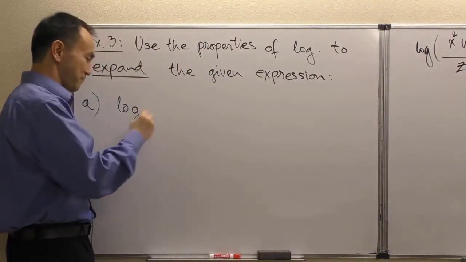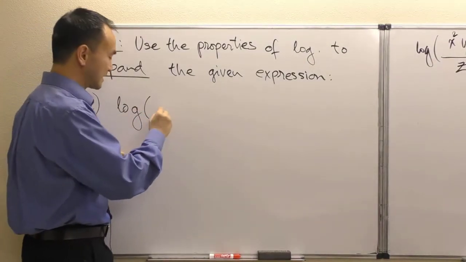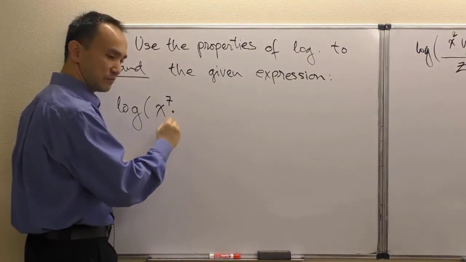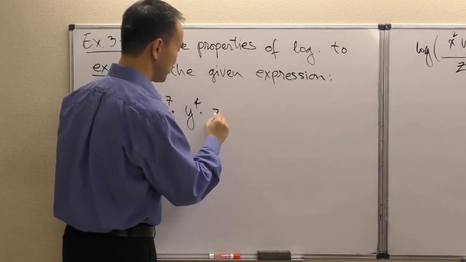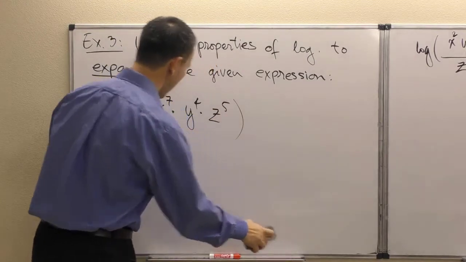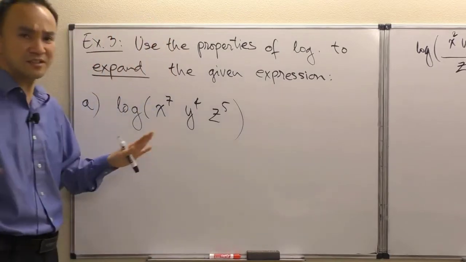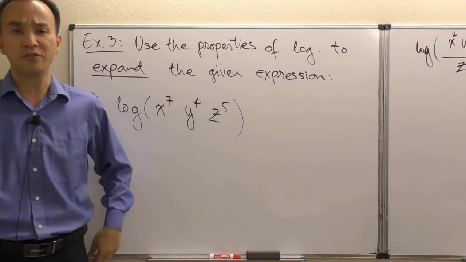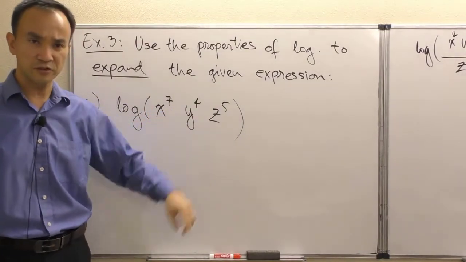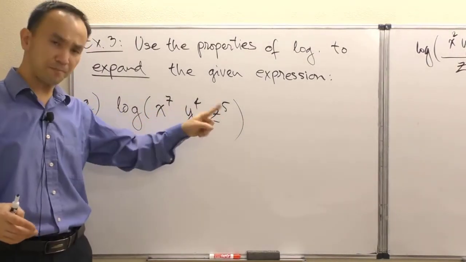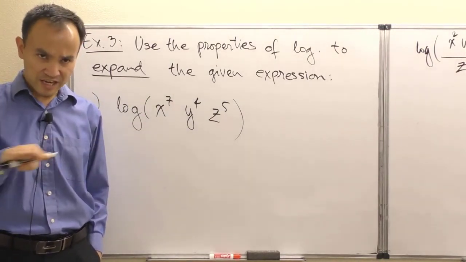All right, so now we're starting here with a log base 10, a common log, of x to the 7 times y to the 4th times z to the 5th. It's a product, and writing the multiplication signs is really just optional. Anyone viewing this lesson is at the pre-calculus level, so you should see that x to the 7th, y to the 4th, and z to the 5th power are a product between them.